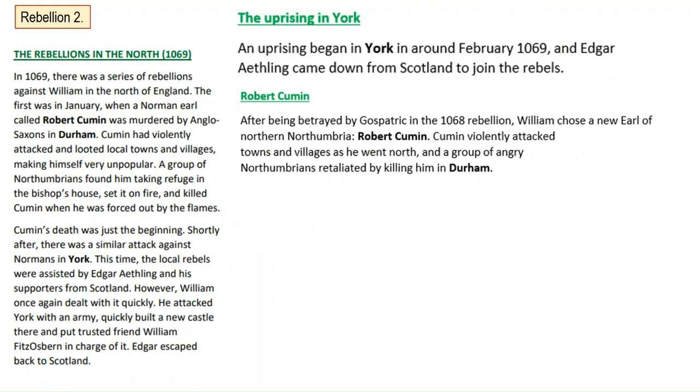So Robert Cummin was violent. His death was pretty horrible. They managed to force him into a house. He was hiding there, and they burnt it down, and they killed him. After that, the rebels went nuts. They attacked the Normans in York. This time they were assisted by Edgar Atheling and his supporters from Scotland, but William dealt with it again. He attacked York with an army, built a new castle, and put an old friend, William Fitz-Osborne, in charge of it. Edgar escaped back to Scotland.